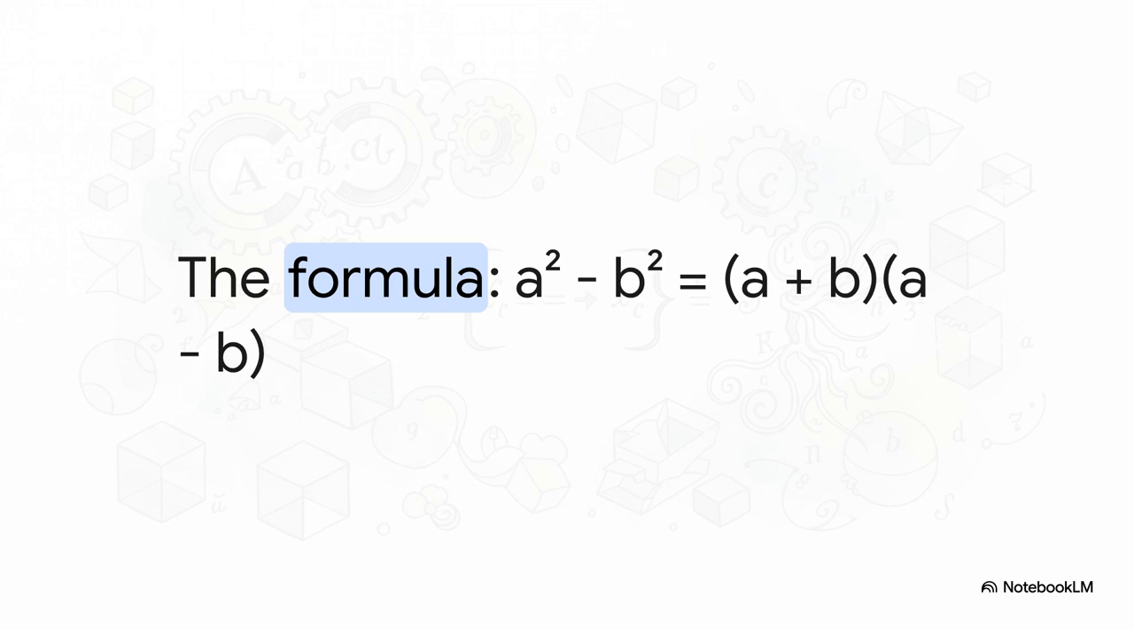The difference of two squares. It states that a squared minus b squared equals a plus b multiplied by a minus b. Whenever you see two perfect squares with a minus sign trapped between them, they will always pop apart perfectly into these twin brackets. No exceptions.